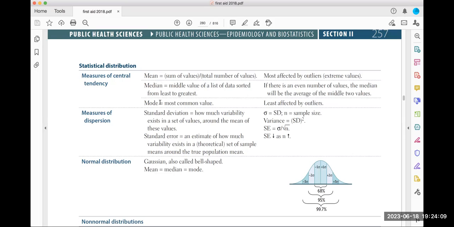Now, the first thing I'll try to explain is what is central tendency, what is dispersion, and what are the differences. This is important because with central tendency, we're trying to get to the center of something. We're trying to find out something that is in the center. So you have things like the mean, which is kind of like the average.